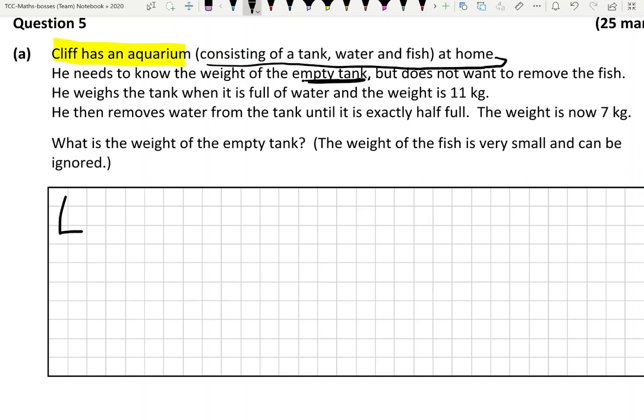So let's just draw an empty tank, and let's use the letter T to represent the variable for the weight of that empty tank, but does not want to remove the fish. Okay, so let's put a few little fishies in there. Fishy swimming around there, okay, and he's not going to harm the fish. Good. He weighs the tank when it is full of water. Okay, let's do a drawing of that.